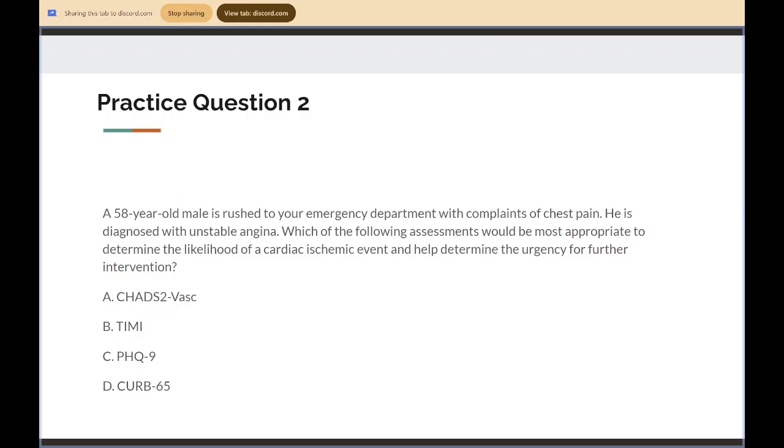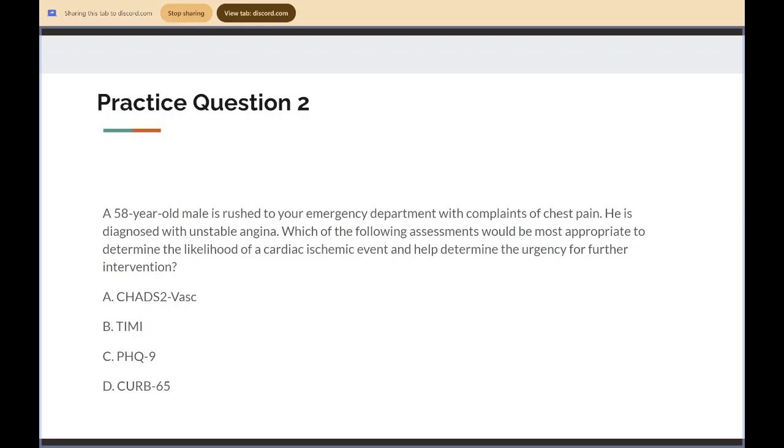Give a couple more seconds if anyone else wants to attempt this. All right, good. So B is the correct answer. Now B is thrombolysis in myocardial infarction. And this is the most important assessment to determine the likelihood of a cardiac ischemic event and help determine urgency. Now let's break down the other choices.